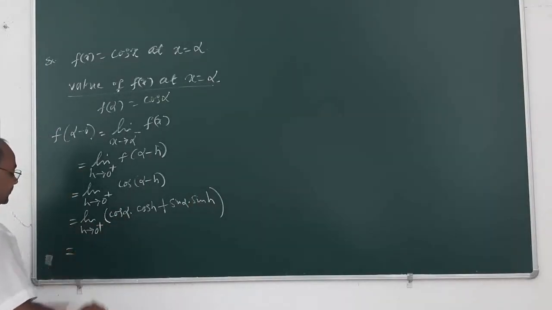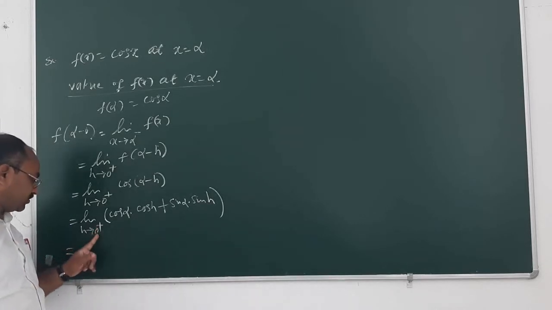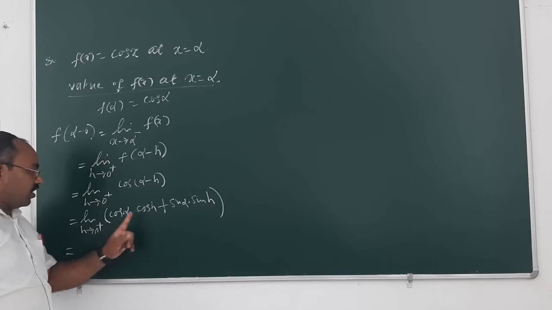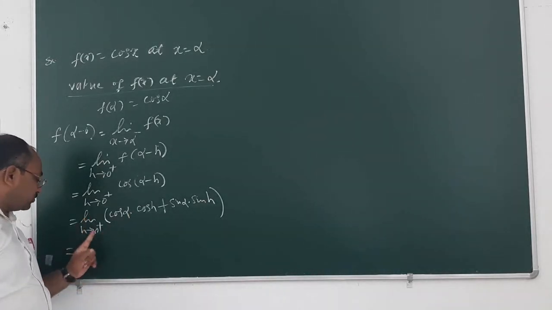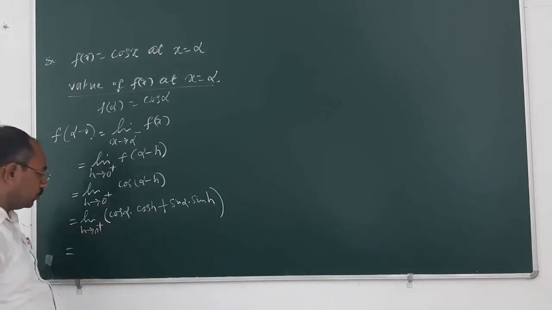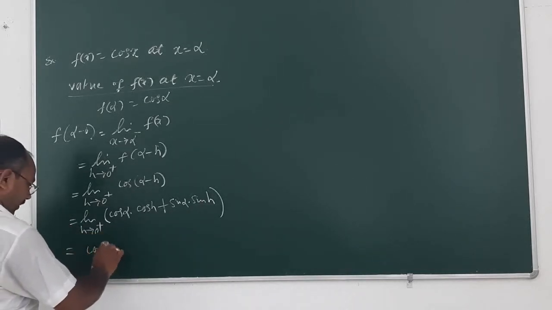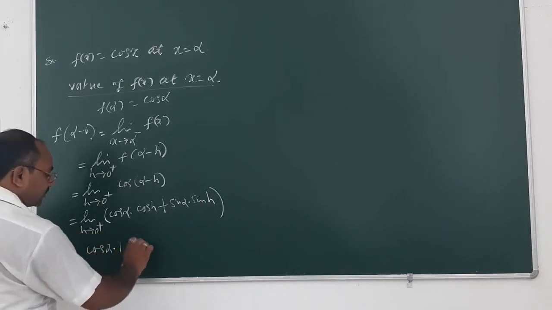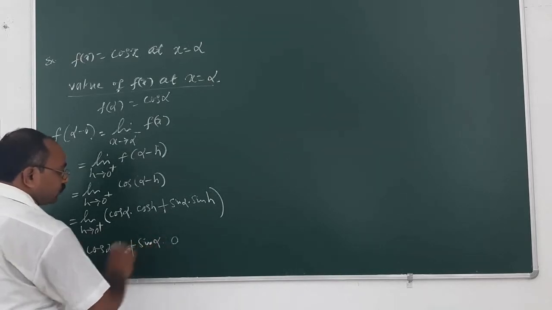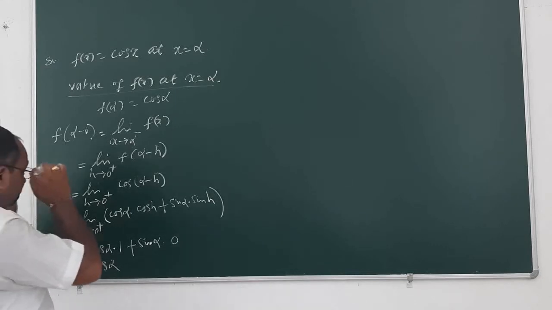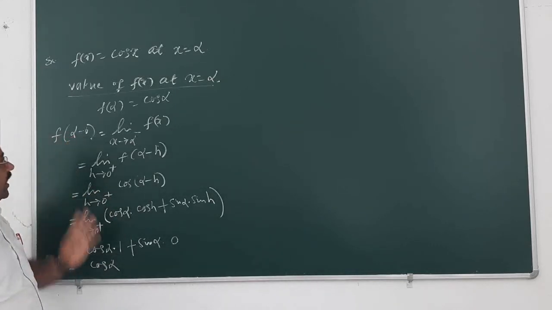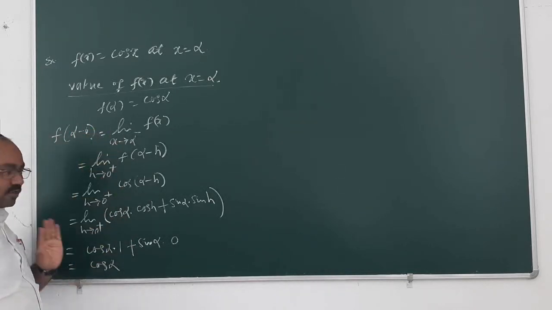But as h tends to 0, limit h tends to 0 of cos h is 1, and limit h tends to 0 of sin h is 0. So we get cos alpha into 1 plus sin alpha into 0. That is cos alpha. So here the left hand limit as x tends to alpha is cos alpha.